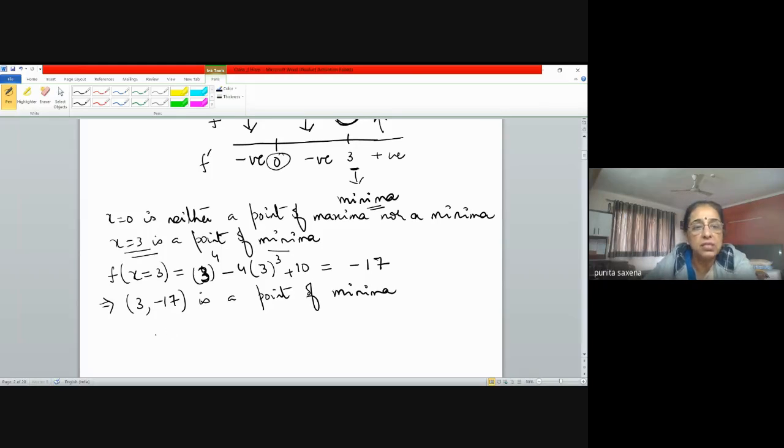Now 0 was also a special point, but at 0 there is neither maxima nor minima. Still, we'll find the value of the function at x equal to 0. That's easy: when x is 0, the value of the function is 10. So the special point that I get is (0, 10). Now what does (0, 10) mean?